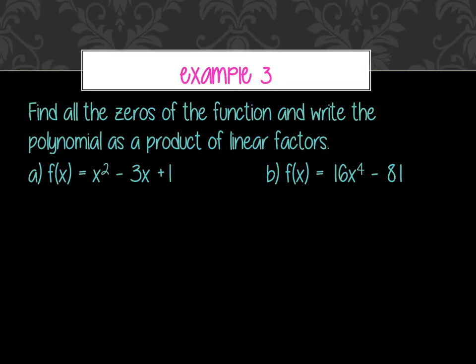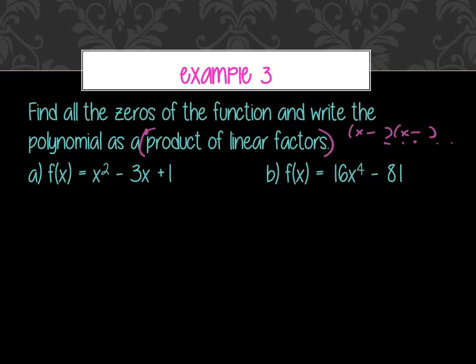All right, now directions have changed. It says find all the zeros of the function and write the polynomial as a product of linear factors. So 1, I'm doing the same. I'm looking for the zeros. But then I'm writing it as a product of linear factors. So remember, this is my x minus this times x minus that, whatever my factors are. So there's 2 parts to this. Solve it and then write it.